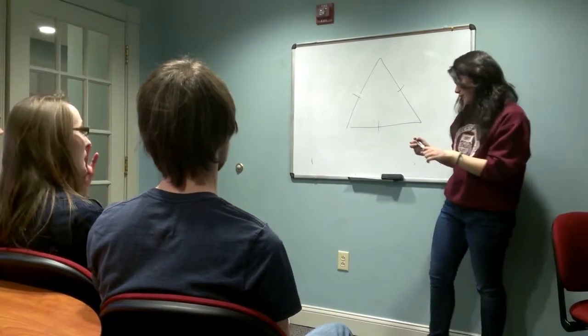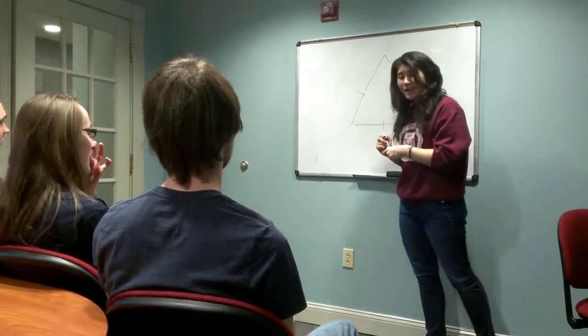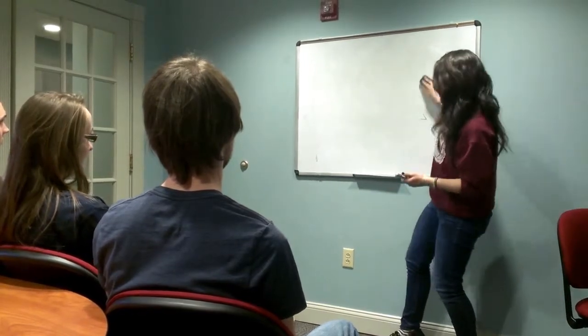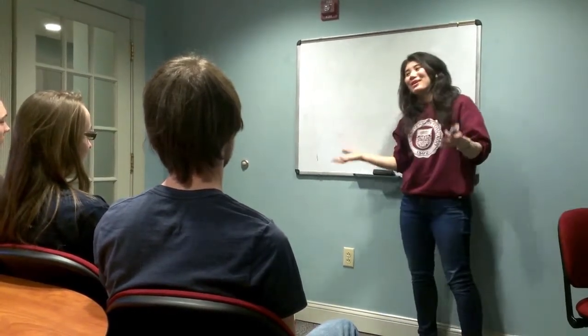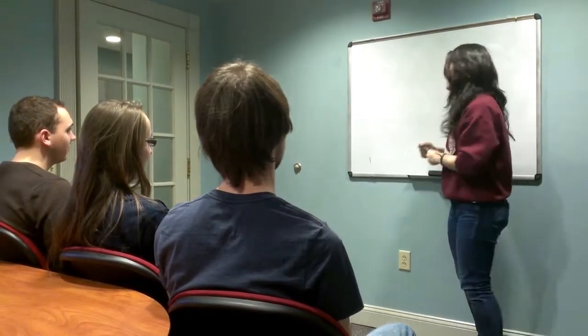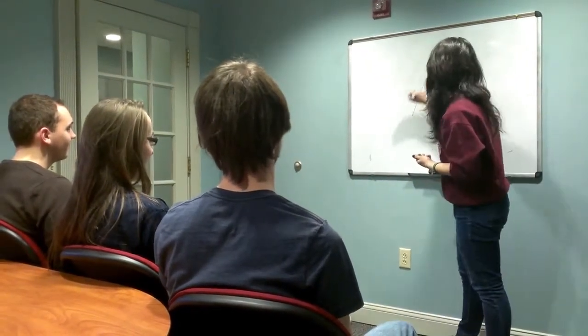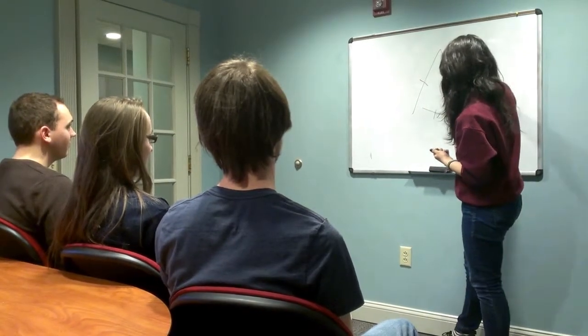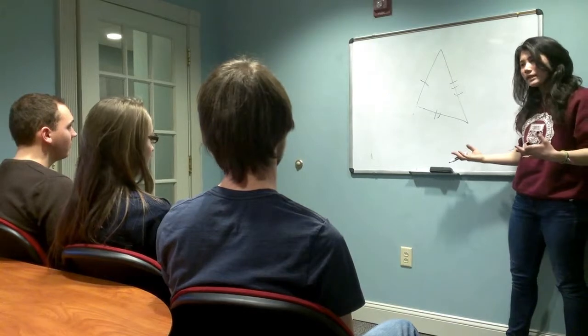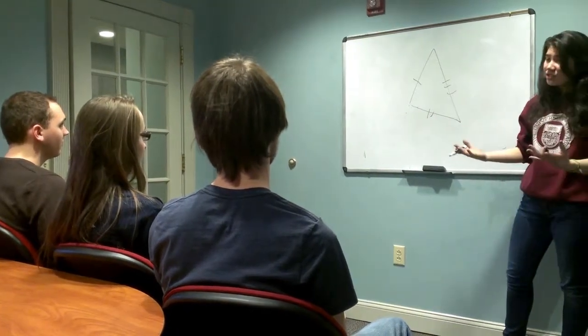Now there's one last type of triangle, and it's called a scalene. Now, anybody have any idea what a scalene might be like? 3 different sides. Very good. A scalene will have sides that are all different lengths. Okay? Now, does anybody have any questions?